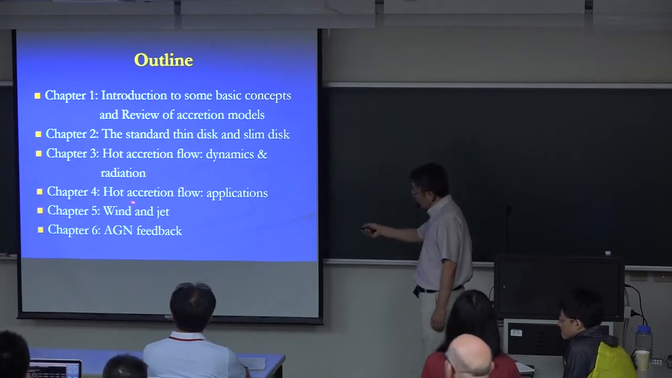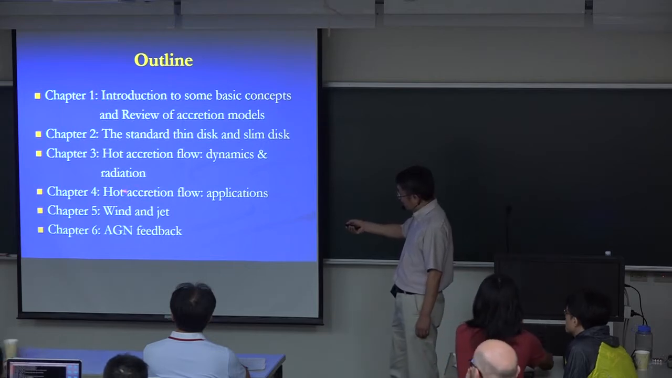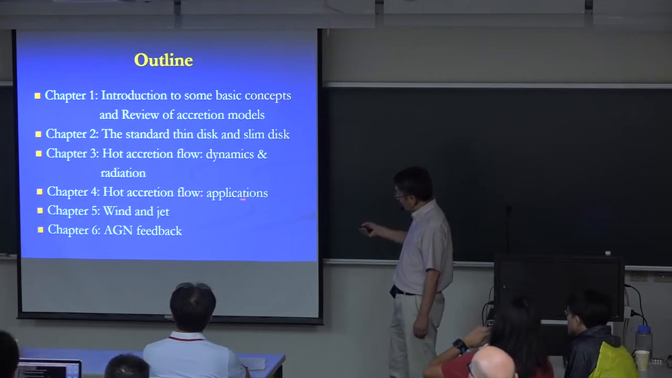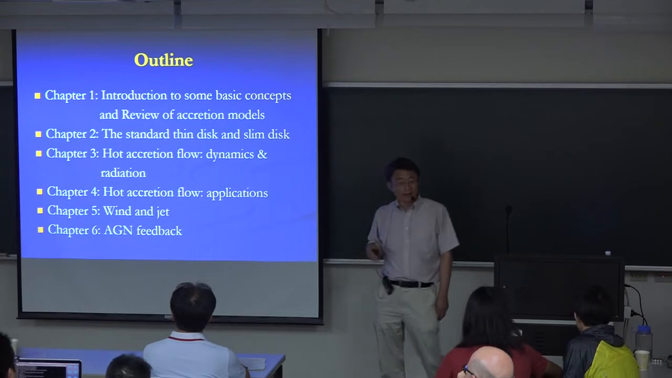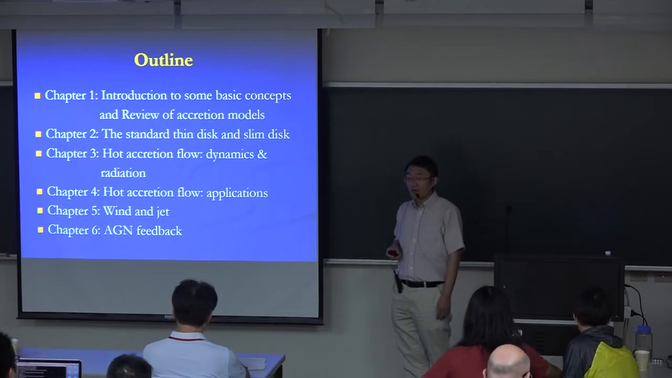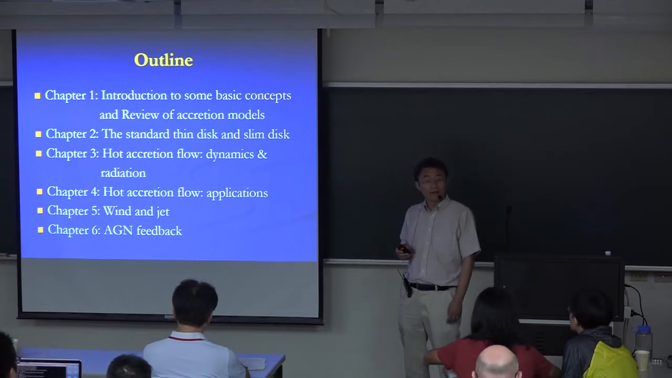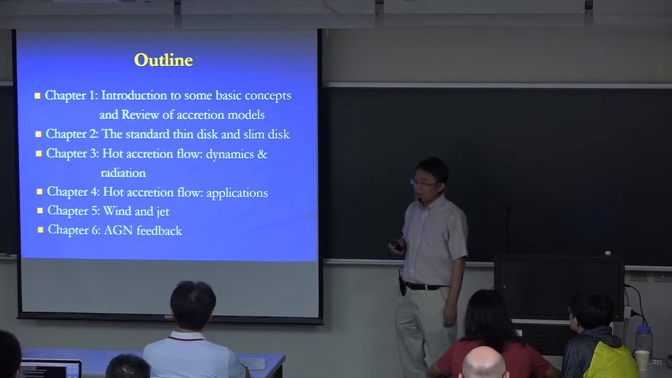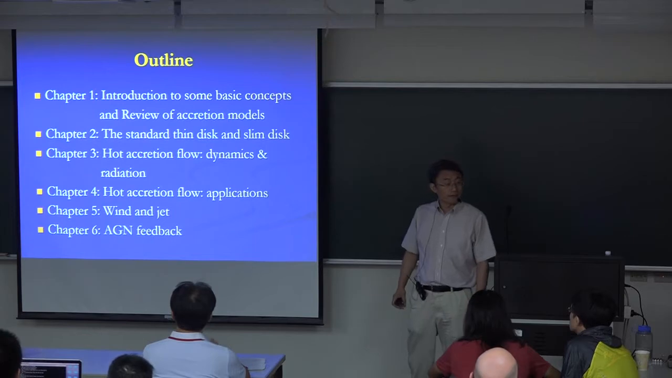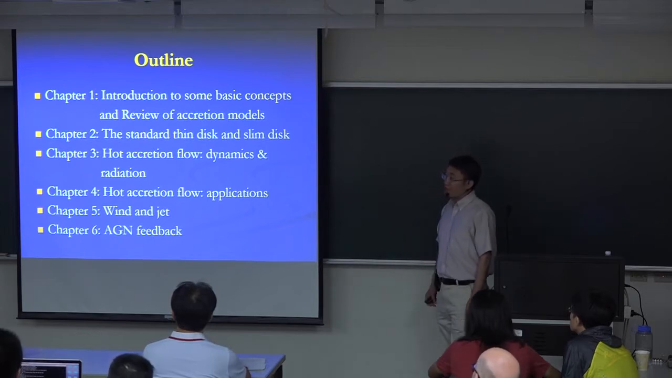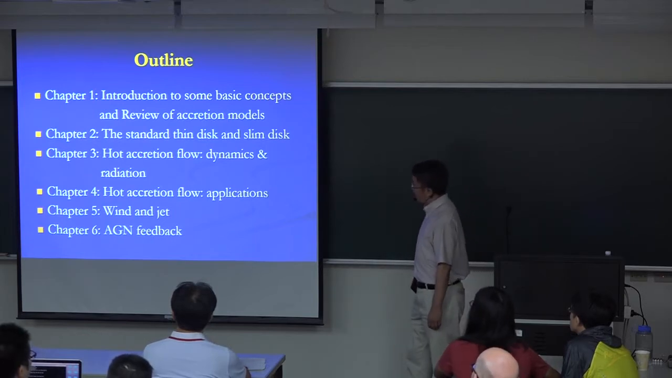In chapter 4, I will discuss the application of the hot accretion flow model. Applications include Sagittarius A star, which is the supermassive black hole located in our galactic center, and also some black hole X-ray binaries, especially the hard state and the quiescent state, and also some typical low luminosity AGN.